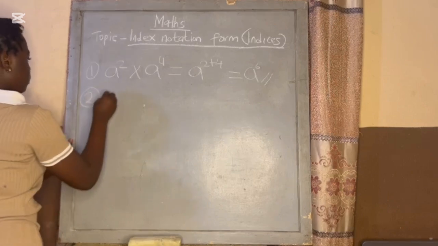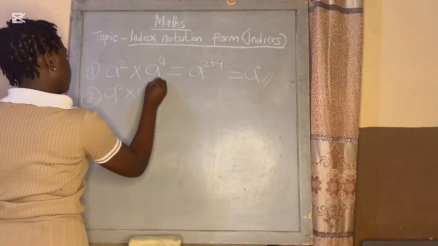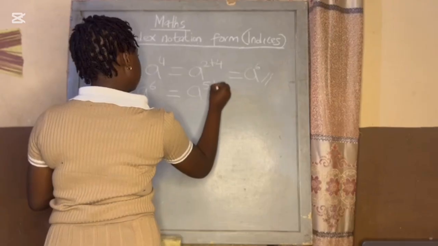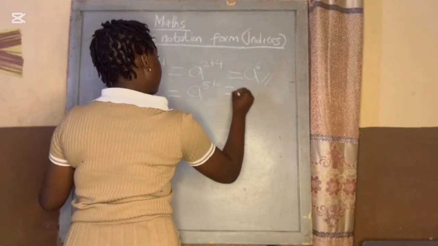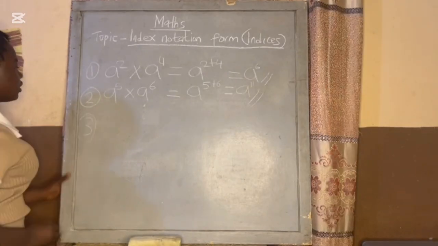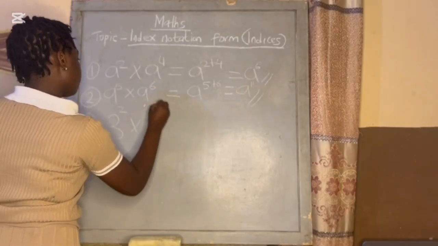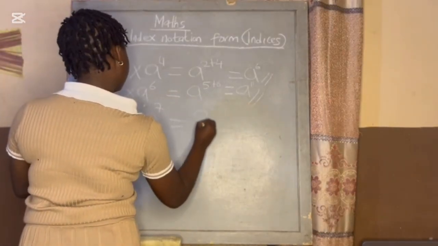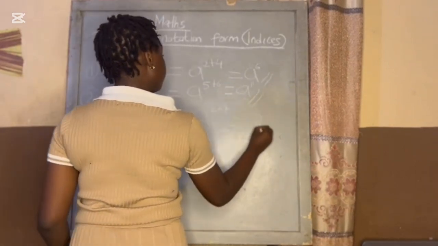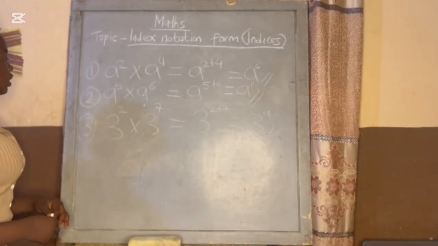Example 2, a raised to the power 5 times a raised to the power 6 equals a raised to the power 5 plus 6, which equals a raised to the power 11. This is our final answer. Example 3, 3 raised to the power 2 times 3 raised to the power 7 equals 3 raised to the power 2 plus 7, which equals 3 raised to the power 9. This is our final answer. So this is the first law we have.